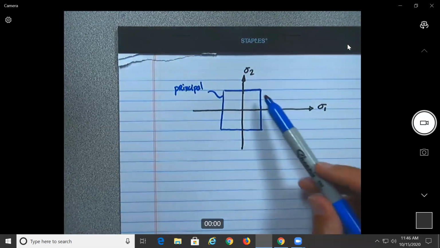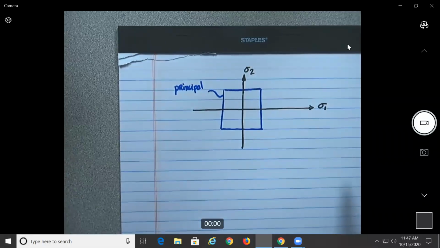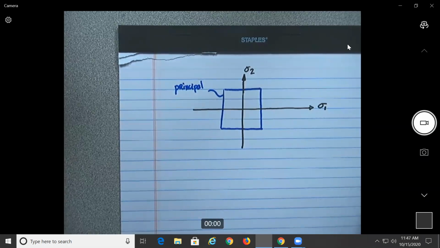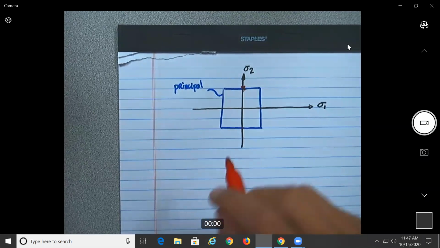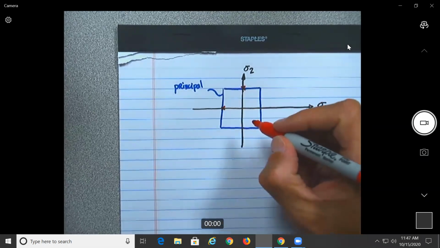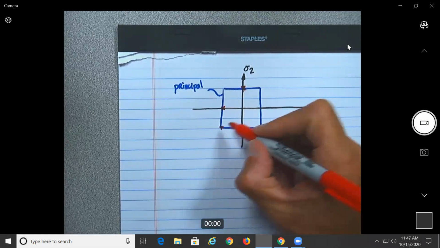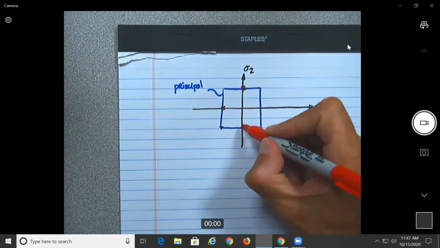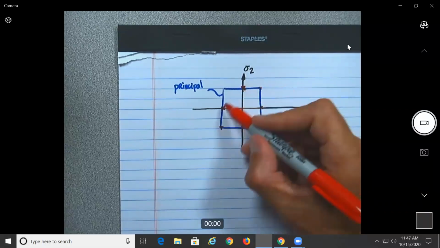If your point is within the square, it is safe; if it's outside the square, it is not safe. Now, the von Mises is a little bit more difficult. It goes from this point here, then through this point here, through this point here, then this one, then this one, and this one. So it's kind of an ellipse that goes like this.